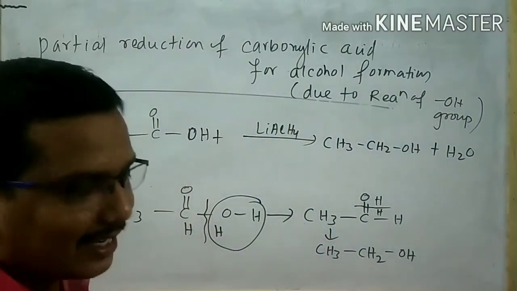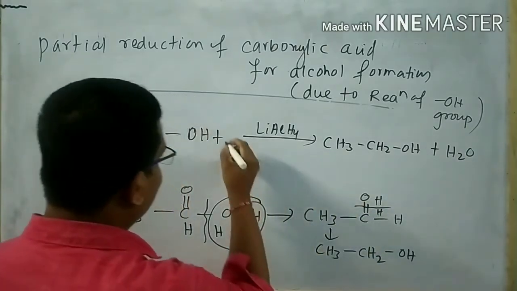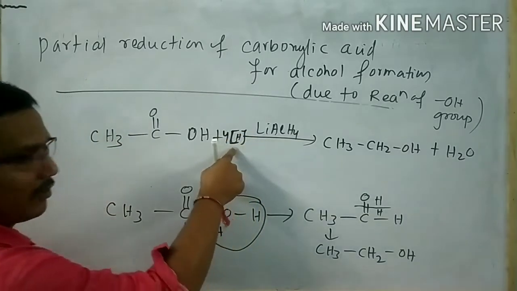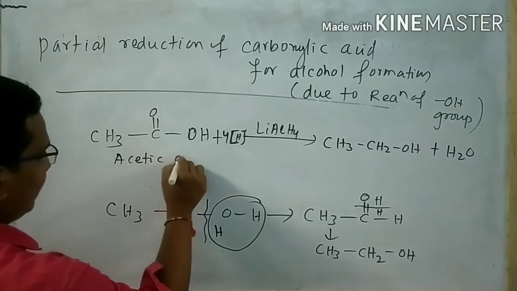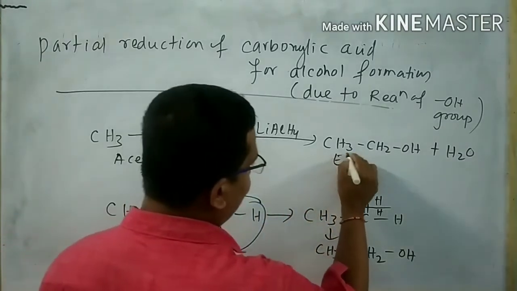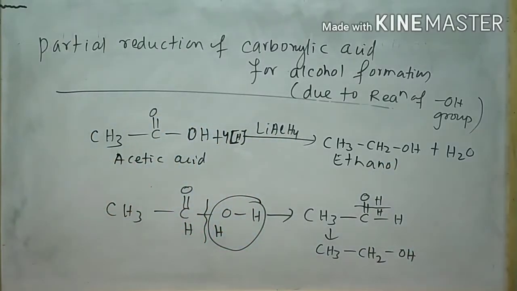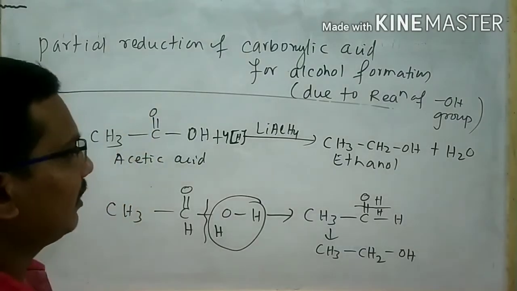Here 4 nascent hydrogens are used. 1, 2, 3, 4. So we can write 4 nascent hydrogen. This is the symbol of nascent hydrogen. This is said to be acetic acid. This is said to be ethanol. Then what will be the statement for this reaction? When acetic acid undergoes reduction by lithium aluminum hydride, then ethanol is formed.